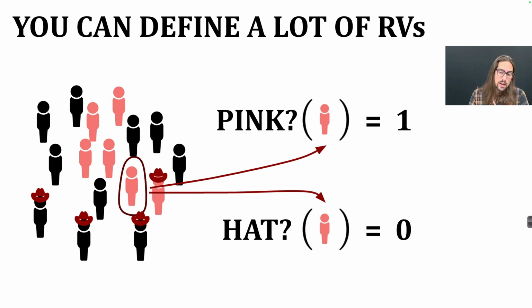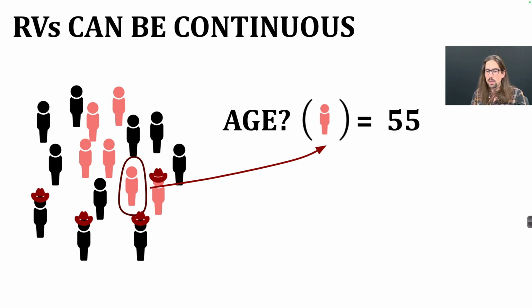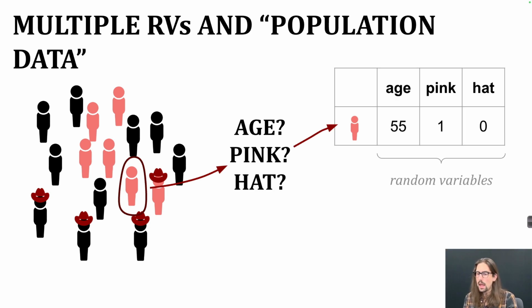So you can define a lot of different kinds of random variables. Usually, you're taking multiple measurements of people in your sample. So you can imagine taking all those measurements for the people in the population. Ask what color and whether they're wearing a hat. Age, like I said, continuously valued random variables. And if you think about the population data, where each person is a row of your data frame, and each column is something that describes each person, the random variables are the columns.